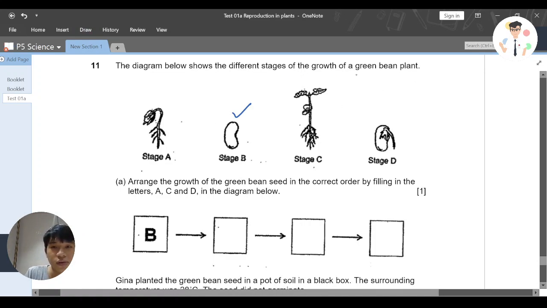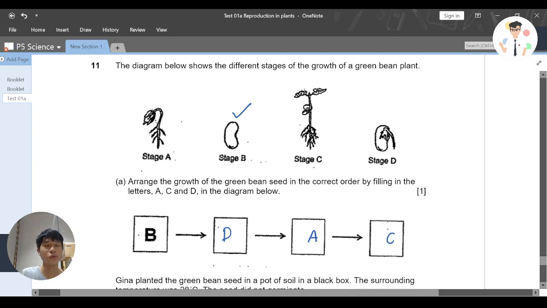Before that, let's just revise. Germination starts with the seed. Then the seed coat breaks. Then the root will come first, then the shoot, and later on the first true leaves. So it'll be B, then D, then A, then C.